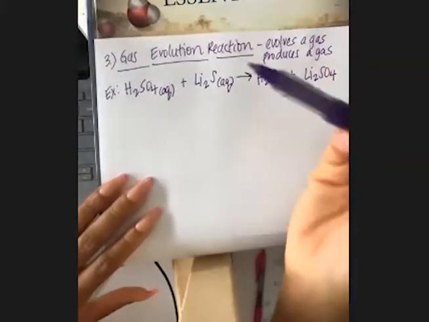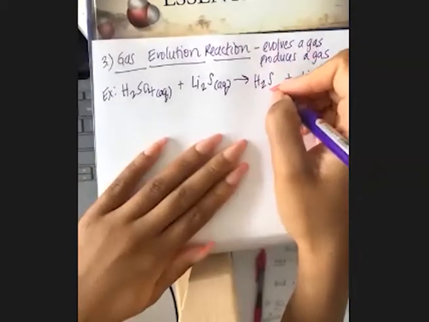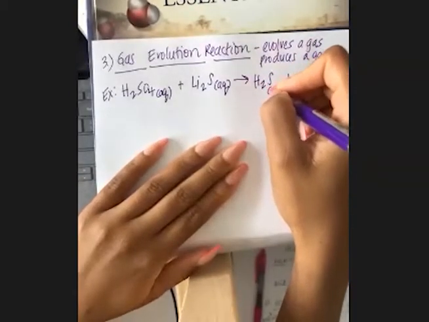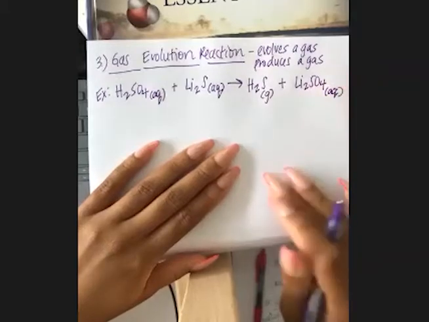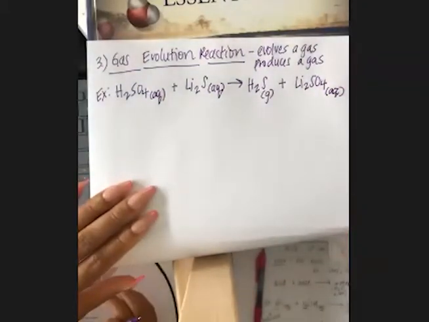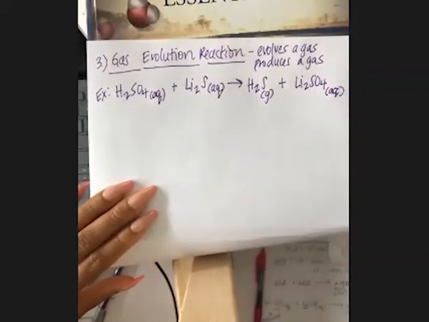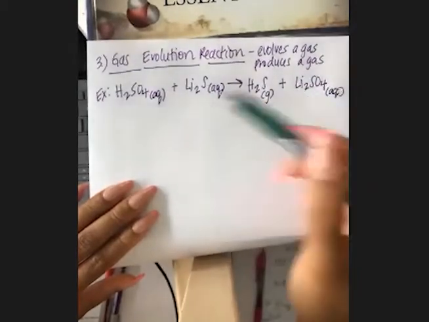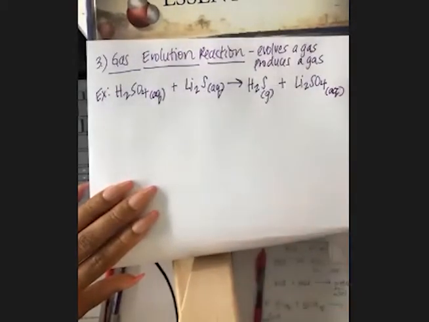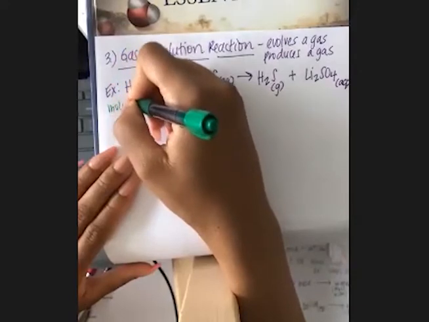After we switch them and come up with our products, we have to recognize that hydrogen sulfide, this H2S, actually is a gas, and this other product is an aqueous solution. This is how we recognize that it is a gas evolution reaction, just because it forms this gas right here. Now we have to make sure it's balanced: 2 hydrogens, 1 sulfate, 2 lithiums, 1 sulfur. It looks balanced, so we can say this is the molecular equation.